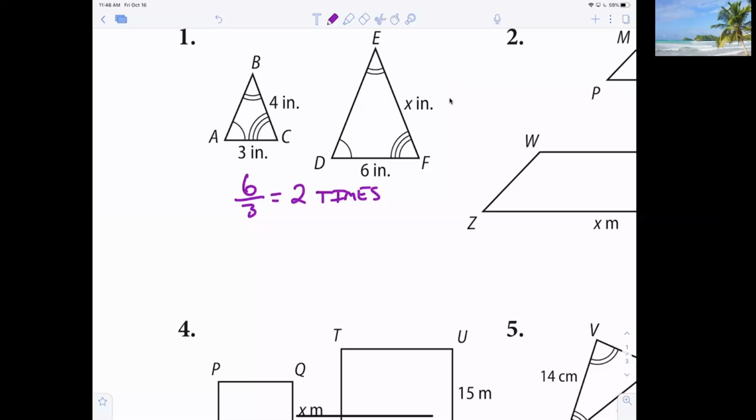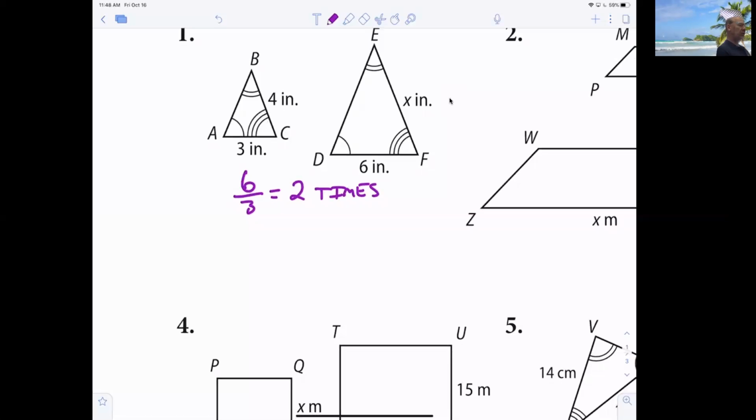Now Ashley was making a very good point. Everybody look at question number 1 again. I want everybody on number 1 to now write a proportion. Say small 4 corresponds to x. Does everybody agree with that? So I can say 4 over x is equal to 3 over 6.